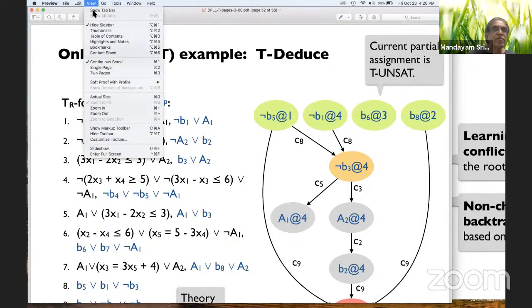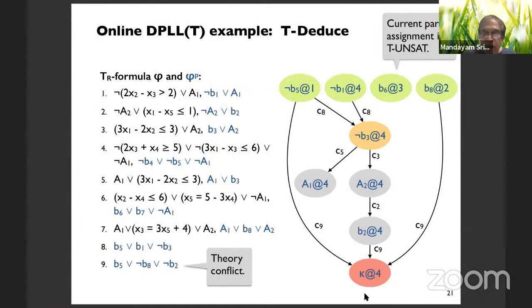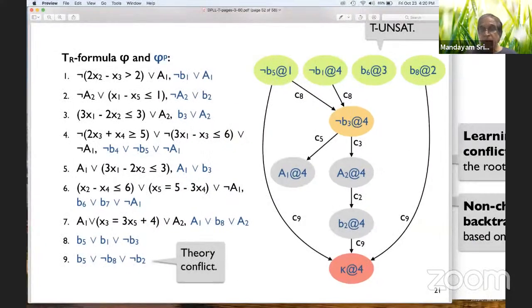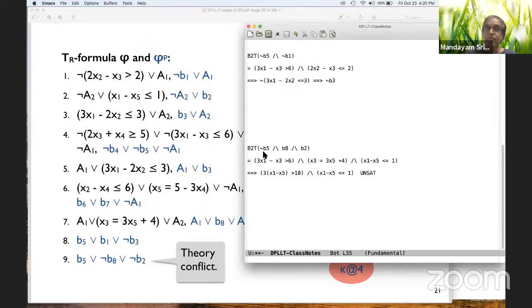Let me go back to. Now, this results in a conflict. Okay, once you get B2, not B5, and B8. Now, this is a real theory conflict, okay? Because if you now refine this clause, if you look at not B5 and B2 and B8, if you take a closer look at that, that is this one, okay?